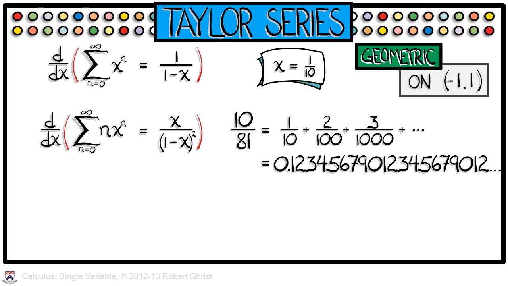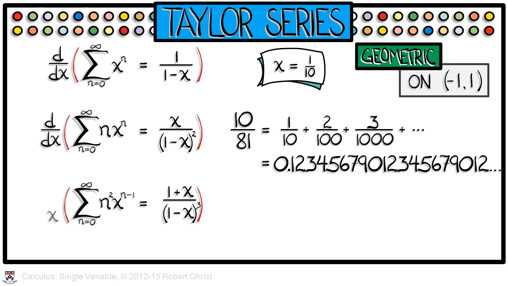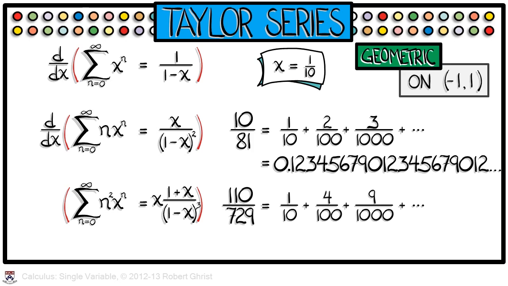But of course, we could keep going. We could differentiate once more and then multiply through again by x, obtaining the result n squared x to the n summed over n yields x times 1 plus x over 1 minus x cubed. If we again evaluate this at 1/10, then we get the not very intuitive answer that 1/10 plus 4 100ths plus 9 1,000ths, etc. equals 110 divided by 729.